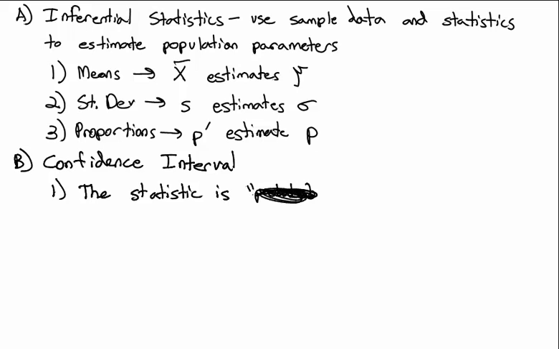Let's try that again. Probably close to the parameter. Some key words in there are probably and close.